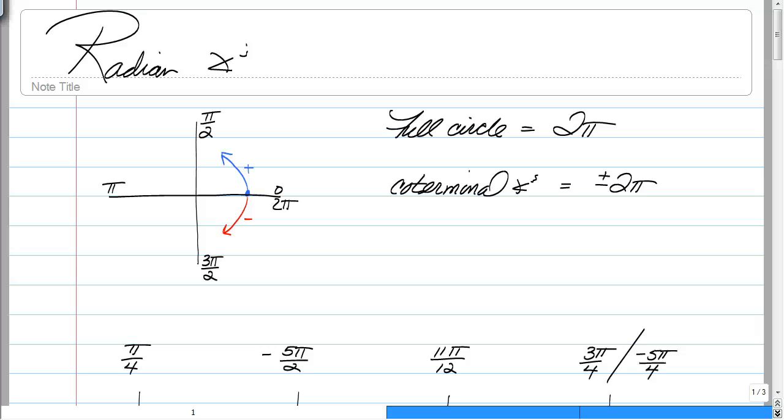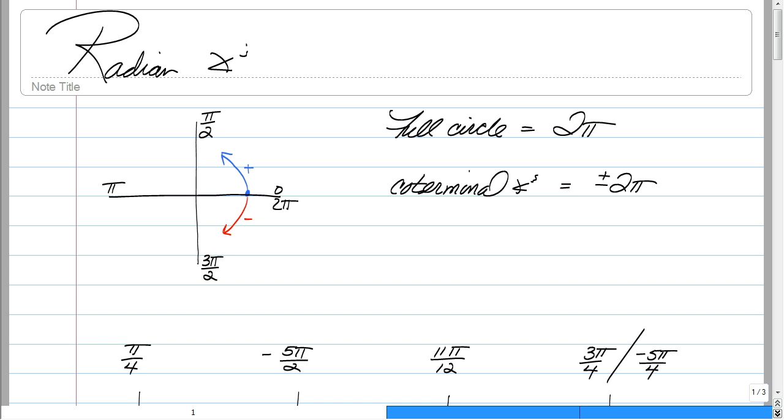Okay, now we're going to talk about radian measures. And we're going to draw angles the exact same way we drew angles in the last video. And everything about this video is going to be the same as the last video. There's only one little difference. And we will be working in radians instead of in degrees.